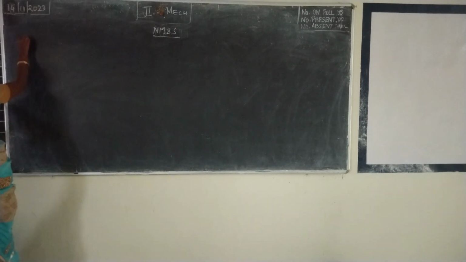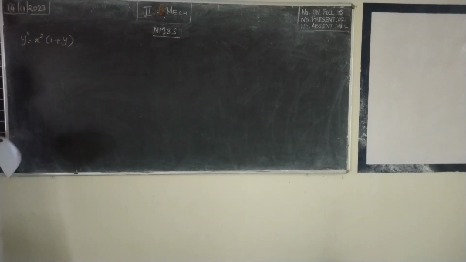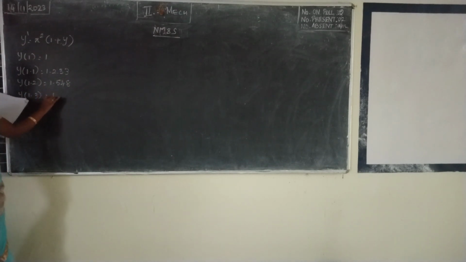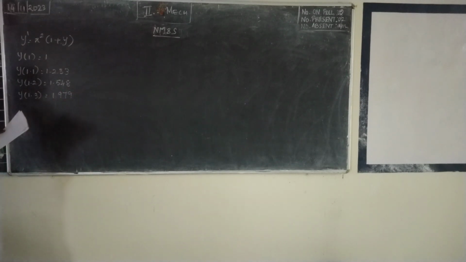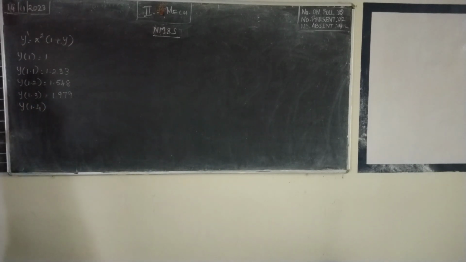Given y dash is equal to x square into 1 plus y, with y of 1 equal to 1, y of 1.1 equal to 1.233, y of 1.2 equal to 1.548, y of 1.3 equal to 1.979. Evaluate y of 1.4 by Adams method.